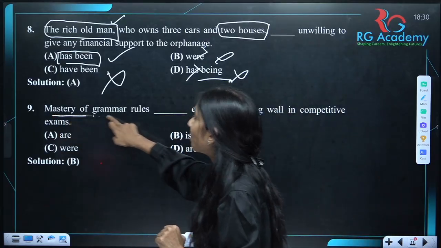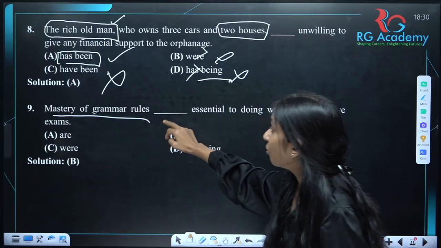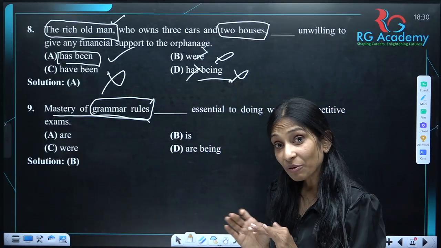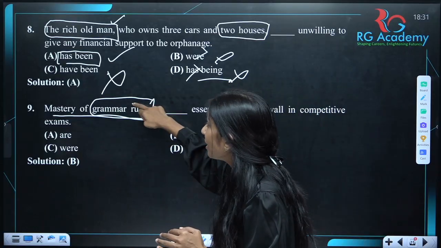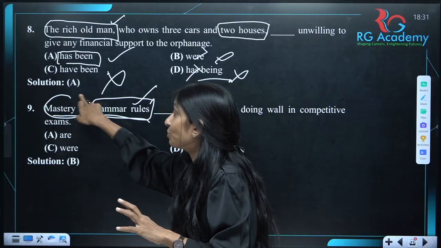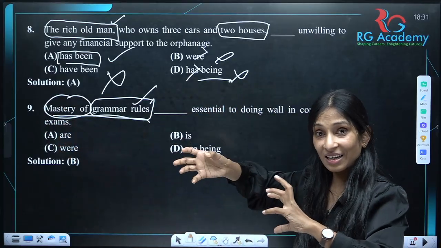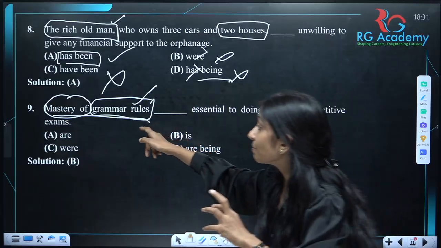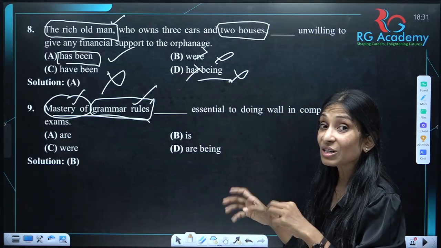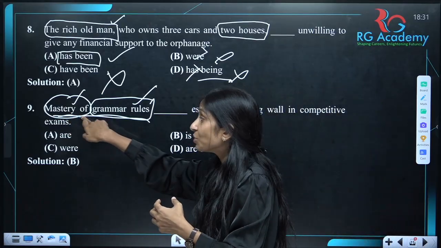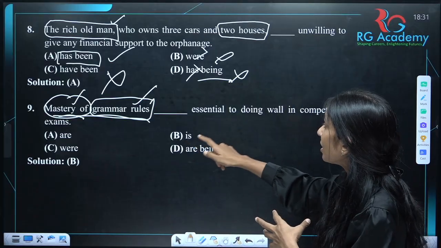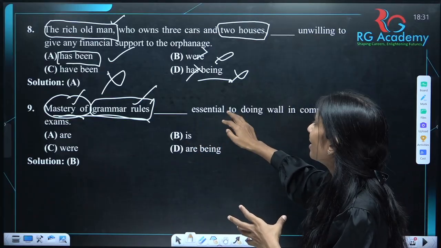Mastery of grammar rules. Same here, we cannot be just seeing what is just before the blank, because just before the blank we have something plural. It doesn't mean that the main subject of the sentence is this. The main subject of the sentence is mastery. So now we are going to search for something singular, because our main subject is singular, so a singular verb, right? So now let us see: mastery of grammar rules, essential.